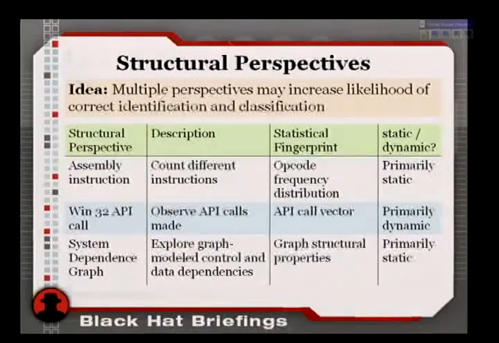The other one is the time-tested and true Win32 API call sequencing. So what you do is you observe the API calls, you put them in a call vector, in a vector space model, use a simple similarity function to compare them to other known families, and then you can classify them. Very simple model, had surprisingly good results, I have to say.